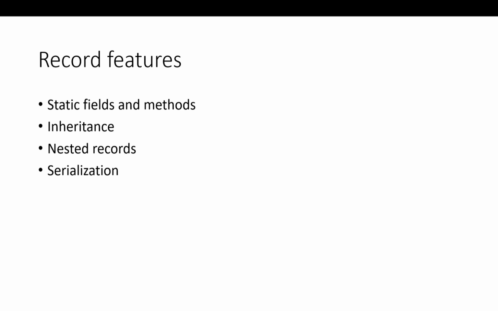In this video, we will talk about features like static methods and static variables in a record. We will talk about inheritance in a record, whether it can extend any class or implement an interface. We will talk about nested records. Here we will see how we can define a record within an interface, within a class, or within a record itself. At the end, we will talk about the serialization of a record, and we will see how we can serialize a record and how we can perform the deserialization of a record.